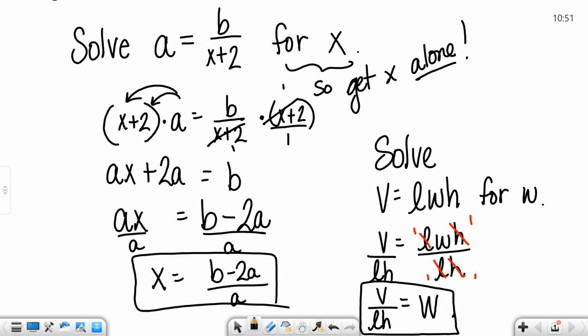All right, so just figuring out how do you move stuff away from the variable that they're asking you to get alone. All right, and that is all for section 6.